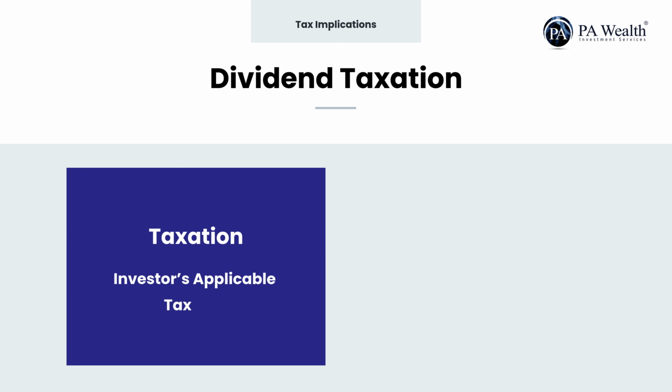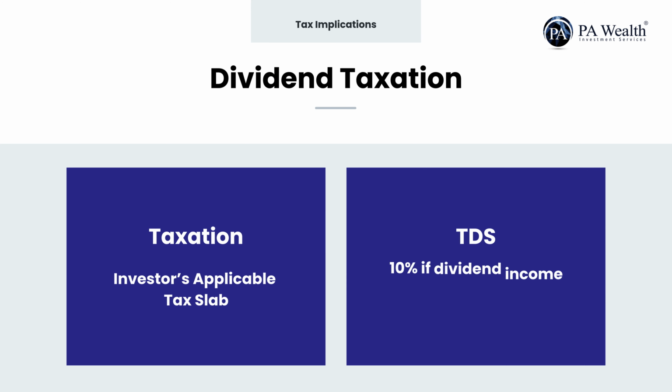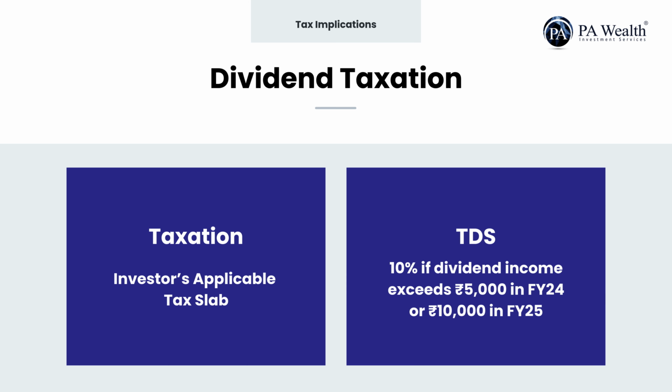Second, dividend taxation. Dividends are added to the income of the investors and taxed according to their respective tax slabs. If an investor's dividend income exceeds Rs 5,000 in a financial year, or 10,000 after the 1st of April 2025, the fund house also deducts a TDS of 10% before distributing the dividend.